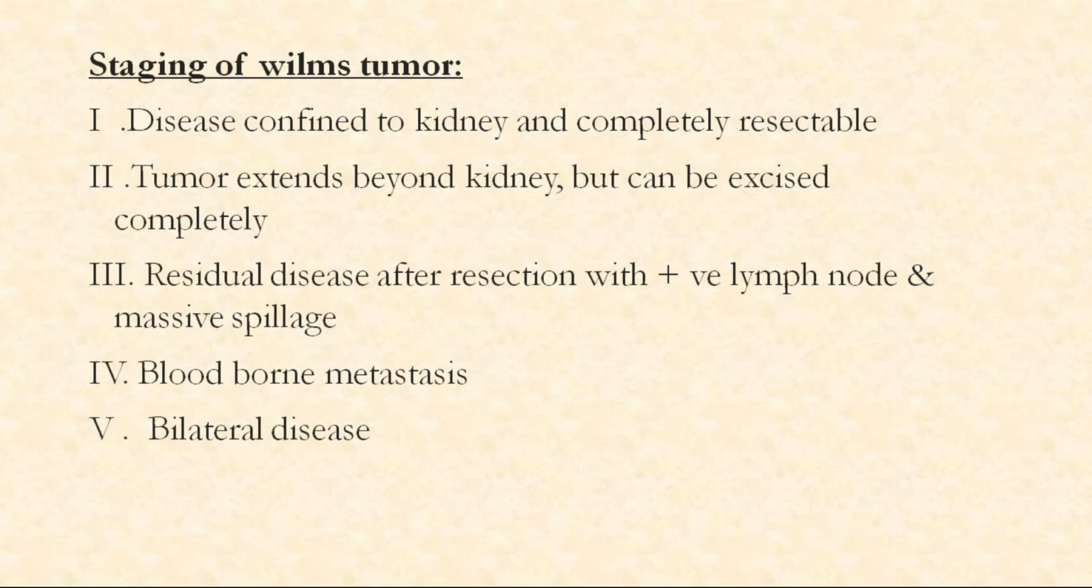Coming to stage 4, that is hematogenous spread. So the bones, metastasis can occur either to the lung or liver, rarely brain and the bone. If it is bilateral, that is stage 5. So bilateral is very uncommon. Okay. So depending upon the involvement of the tumor to the kidney, it is divided into 5 groups, 5 stages.